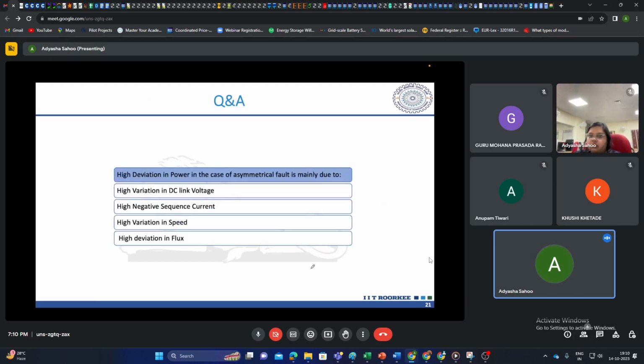So coming to the questions, high deviation in power in case of asymmetrical fault is mainly due to high variation in DC link voltage, high negative sequence current, high variation in speed, or high deviation in flux.